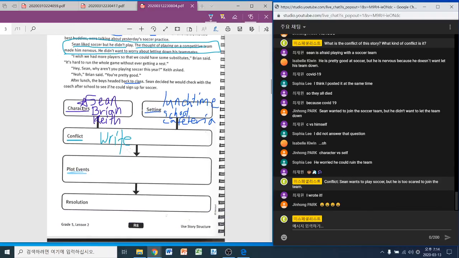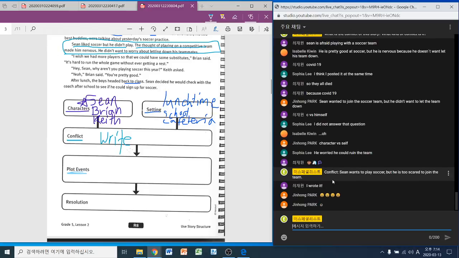Plot events then, right? We want to know what's happening that leads from the conflict. We have the problem, right? He doesn't want to join the soccer team. Something happens, and then we solve the problem at the end. So what happens in the middle, okay?